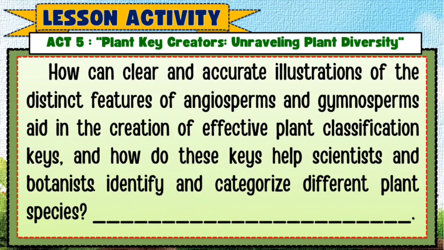Question. How can clear and accurate illustrations of the distinct features of angiosperms and gymnosperms aid in the creation of effective plant classification keys? And how do these keys help scientists and botanists identify and categorize different plant species?